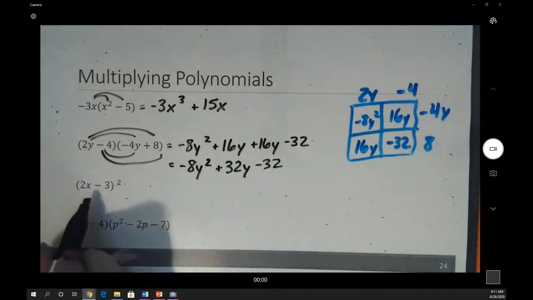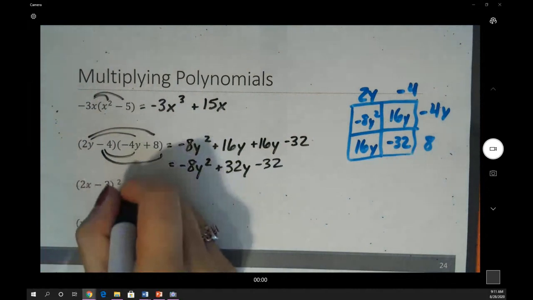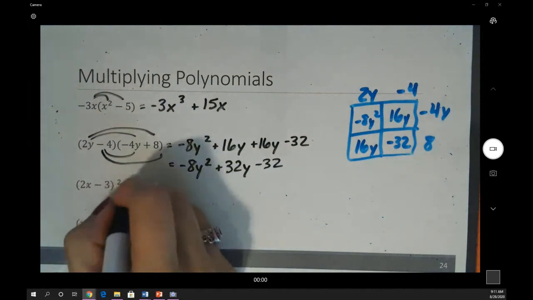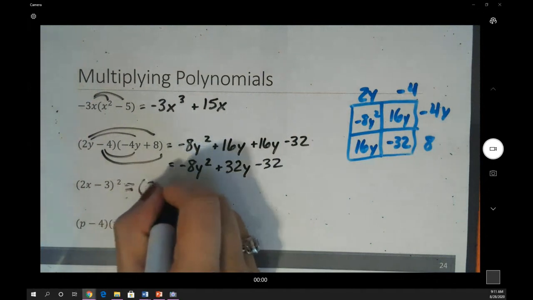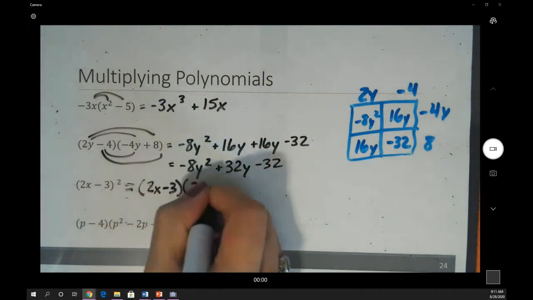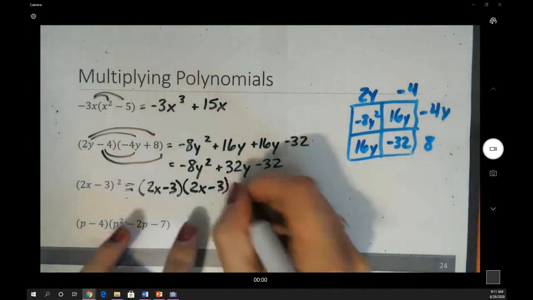Next up, we're looking at 2x minus 3 quantity squared. I need to remember that when something is squared, that means that it's multiplied by itself. So another way I can write this is 2x minus 3 times 2x minus 3. Then I can FOIL this out.